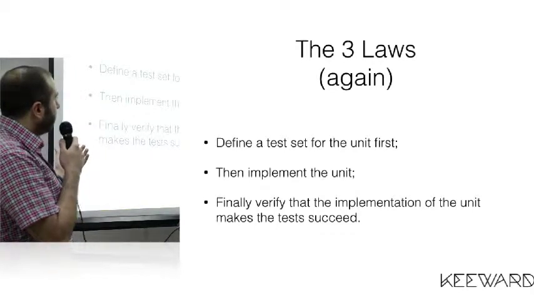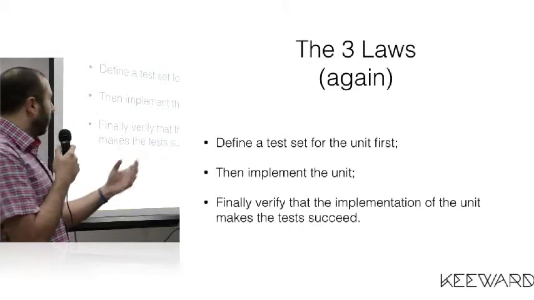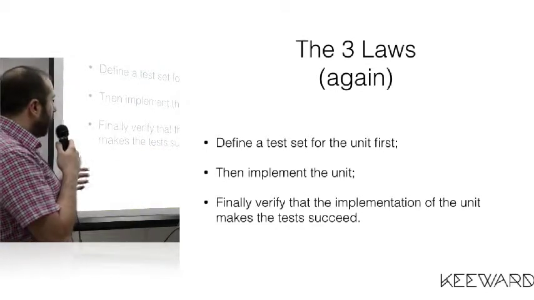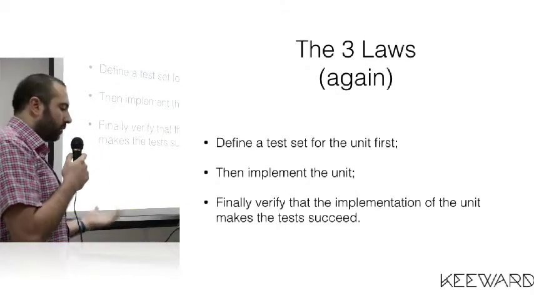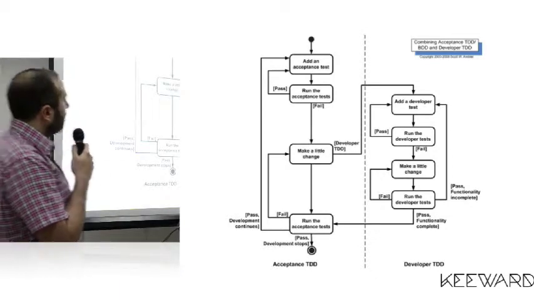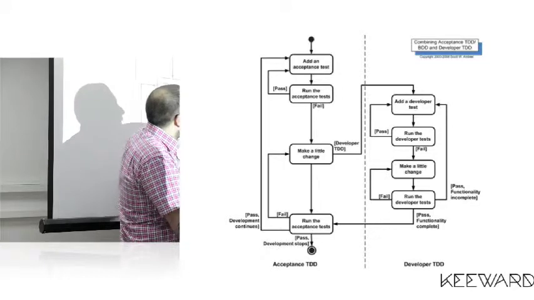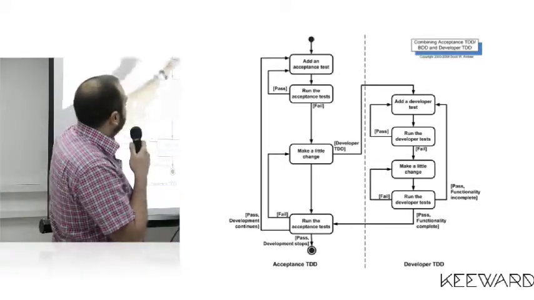Define a test set first for the unit that you're doing. Implement the unit, write the functional code for it. Verify that the implementation makes the test succeed. Right? So how does this look for our whole thing is we've had the TDD one right here where you add a test, you run the test. If it fails, make the change, run the developer test again.